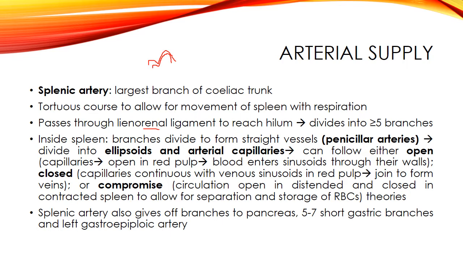Once these branches enter into the spleen, they are going to divide into further branches, and they will ultimately form straight vessels known as penicillar arteries. And these penicillar arteries or arterioles will then divide into capillaries, which are then going to supply the pulp of the spleen. So the main way in which these different capillaries supply the spleen, this can occur.